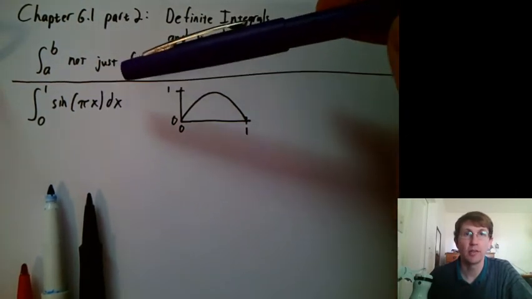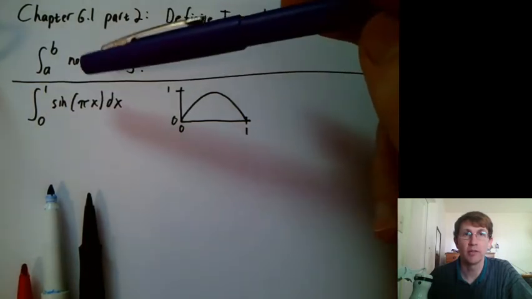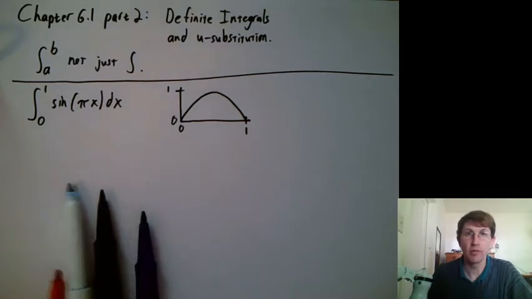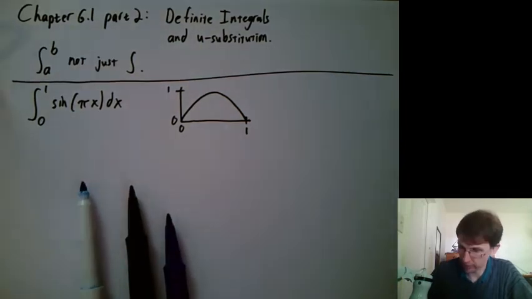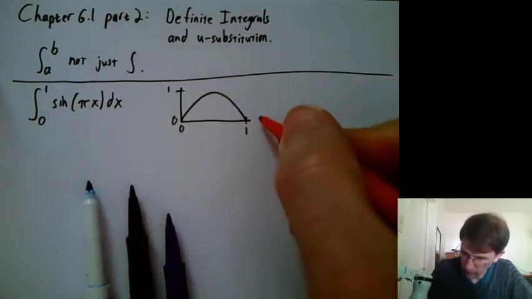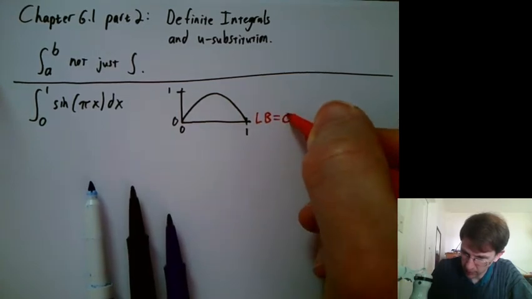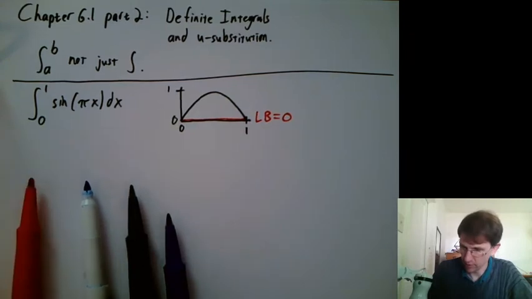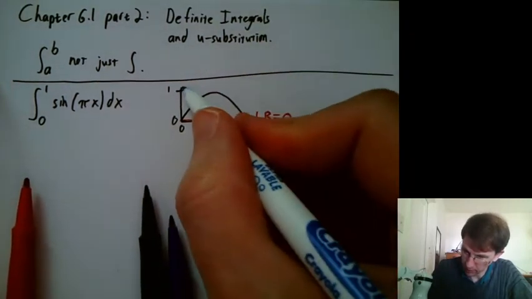So here's a fairly simple problem, the integral from 0 to 1 of sine of pi x dx. I've got it graphed here. What should we do first? You can probably guess because I've got my multicolored pens here. We want to find a lower bound. A lower bound of 0 works. That's about the best we can do. How about an upper bound?